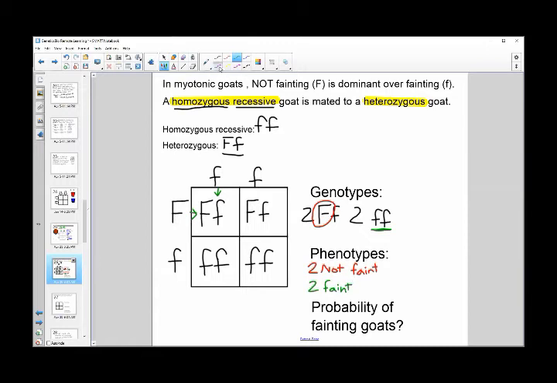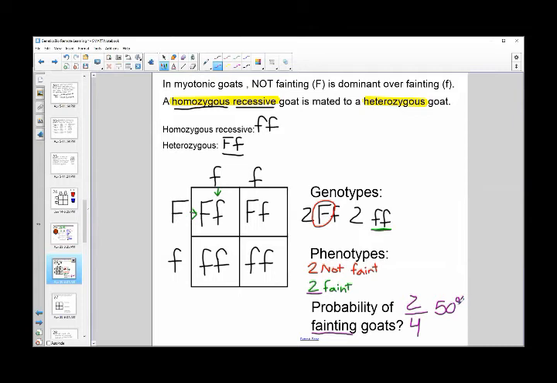All right, so the last thing I'm going to do is I've asked for the probability of fainting goats, because those are the fun ones that fall over. So what you're going to do is make a fraction, and on the bottom is going to be 4, because we have 4 possibilities in our Punnett square. On the top, I've asked for fainting goats, so I just want the number of fainting goats from my phenotypes, so that would be 2. I can also write this as a percentage, so 2 out of 4 would be the same thing as 50%. So that would be my probability.